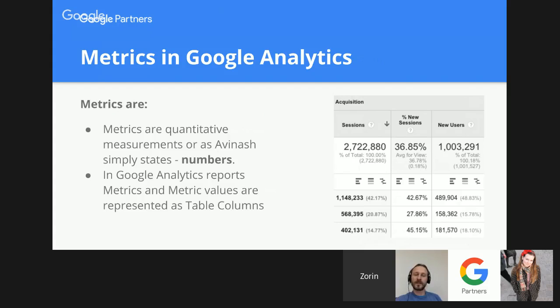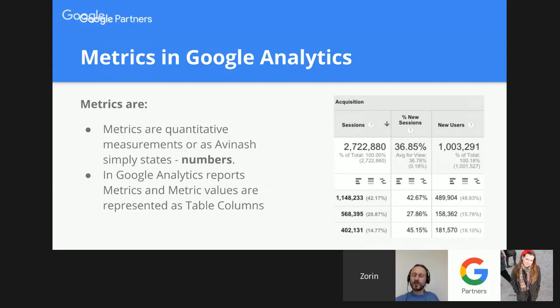After that, we have metrics, which in a way better describe what actually one dimension did for us. So metrics are quantitative measurements. Avinash nicely put it, metrics are numbers. Nothing too complex in a way, but just pure numbers. All of these numbers can be represented in many different ways. Like percentage of new sessions, like bounce rate, like absolute numbers, which is sessions or new users or something like that. In Google Analytics, you will see that metrics are represented as columns.